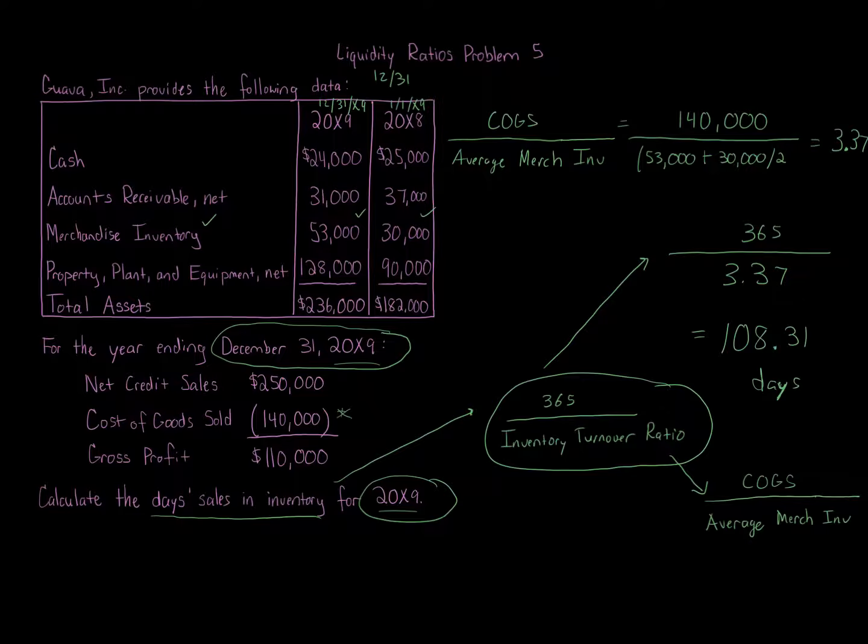108.31 days is how long it's taking to purchase, sell, and replace the inventory. Again, you have to go into determining first the inventory turnover ratio and getting that number, and then calculating the number of days sales in inventory.